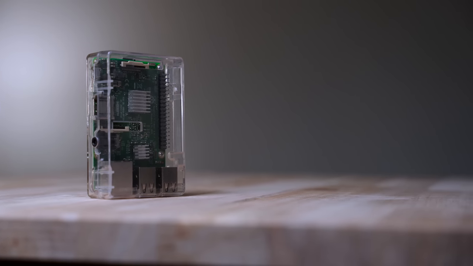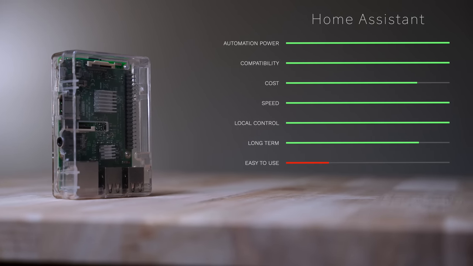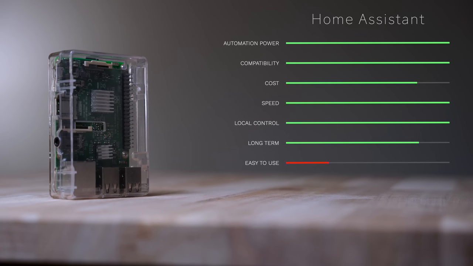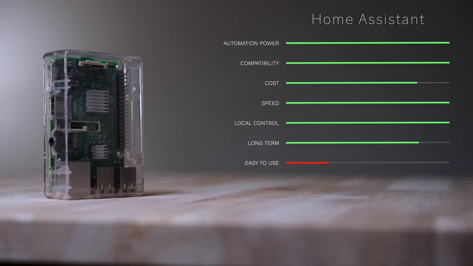The next hub is Home Assistant. This is an open source project that can run on a variety of hardware. Most people run it on a Raspberry Pi to always have it running while using very little energy. Home Assistant is extremely powerful. Seriously, almost any crazy automation I can think of, Home Assistant has the tools to make it happen.